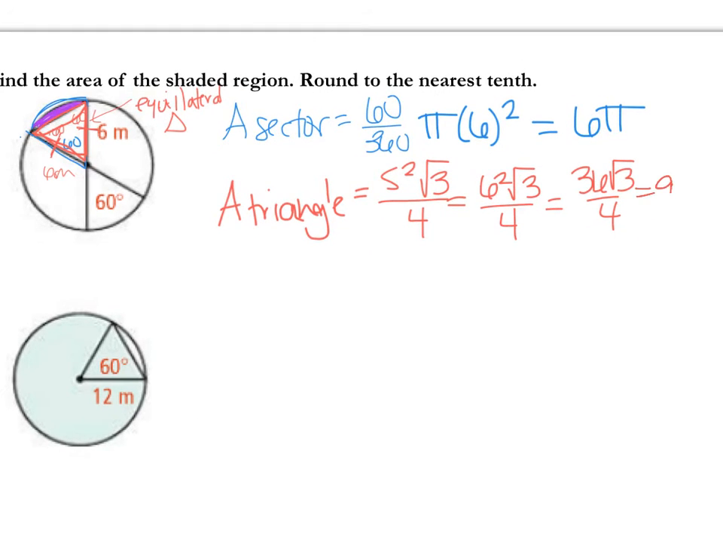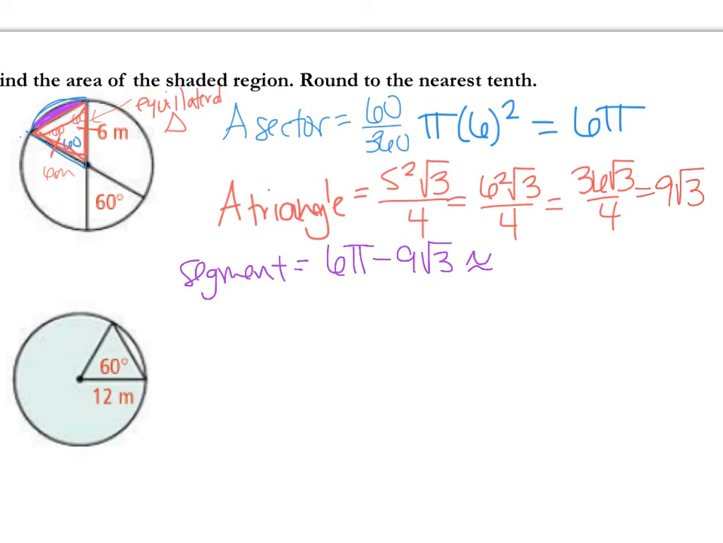And that gives me an answer of 9 radical 3. So now to find the segment, the part that we wanted, we have to subtract those two. 6 pi minus 9 radical 3. Those cannot be combined the way they are, so I'm just going to type them in my calculator.